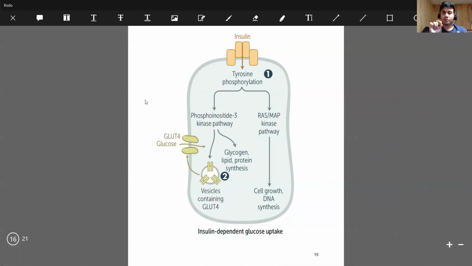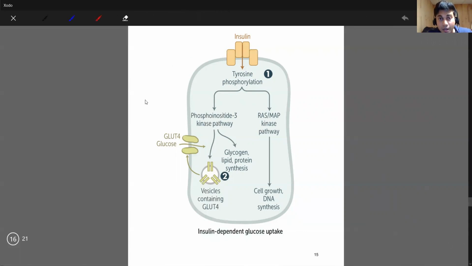And this receptor has some tyrosine residues. Tyrosine is an amino acid. And let's say this receptor has this T attached to it. These tyrosines are here. Now, when this insulin binds to this receptor, there is some kinase activity of this receptor.